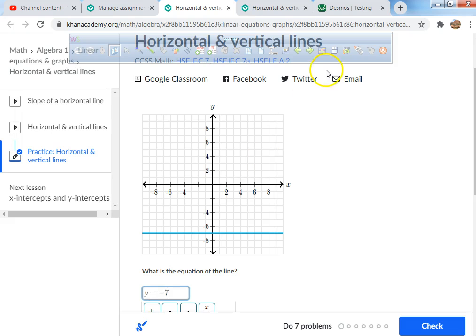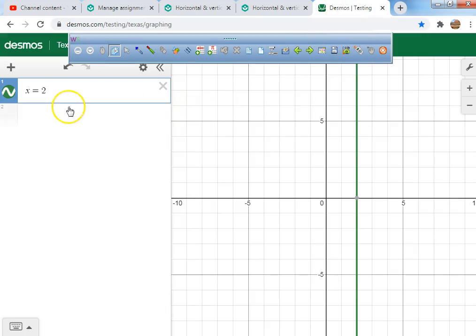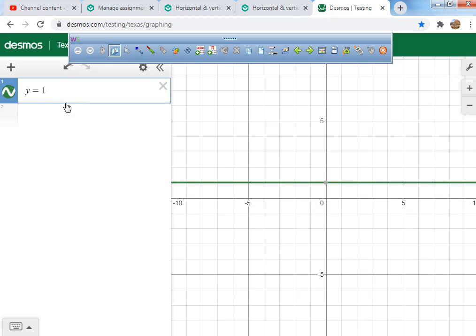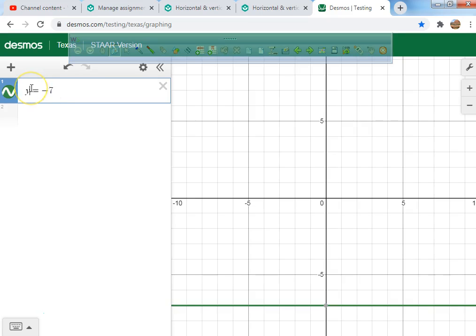Now, if you didn't know that, let's say you're like, I don't know what it is. Well, then just test it. Literally go to Desmos and type in, like, y equals 2. What is y equals 1? What is y equals -7? So you can see what it looks like versus x equals, which is vertical. So x equals is vertical, y equals is horizontal.